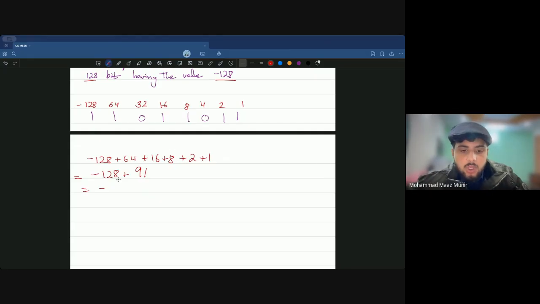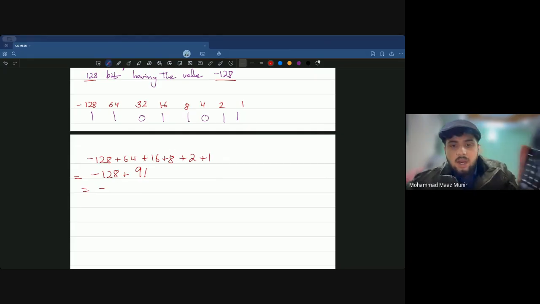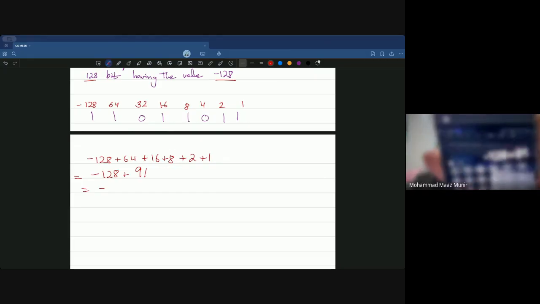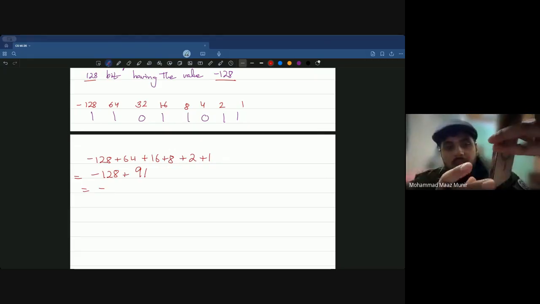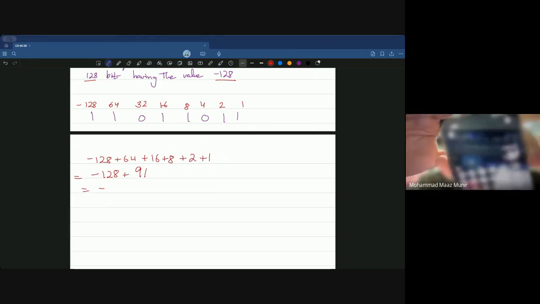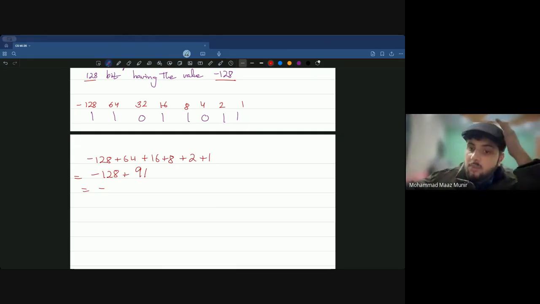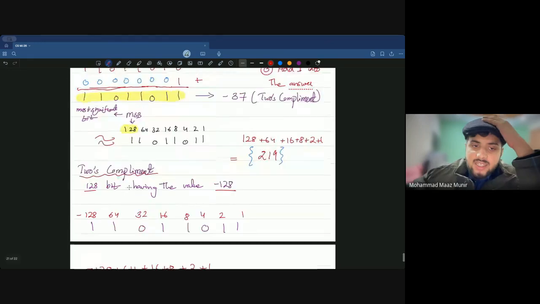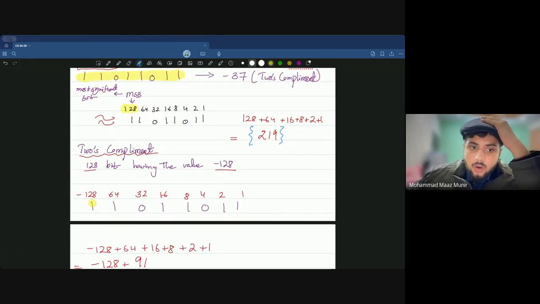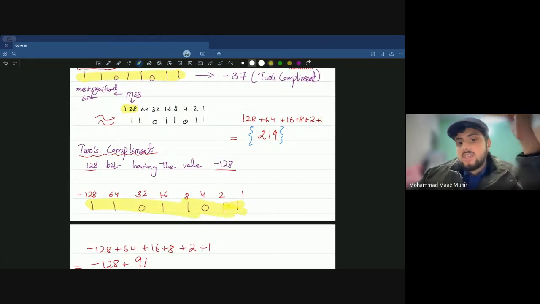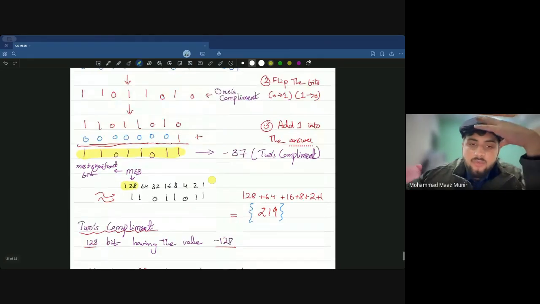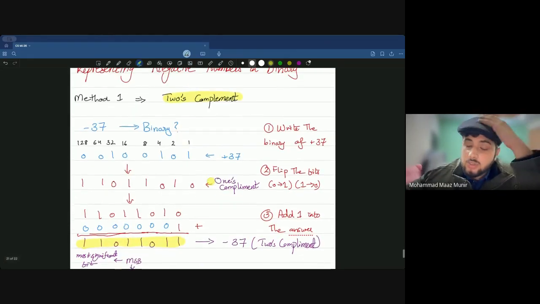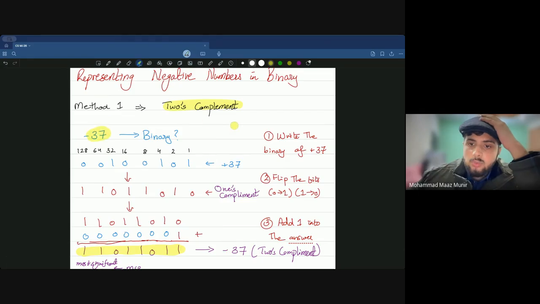-128 plus 91. And now look up here on the screen. I did -128 plus 91. And the moment I press equals, it's giving me what? It's giving me -37, which is the exact value I found the binary of. This means that this is 100% the right answer for -37.